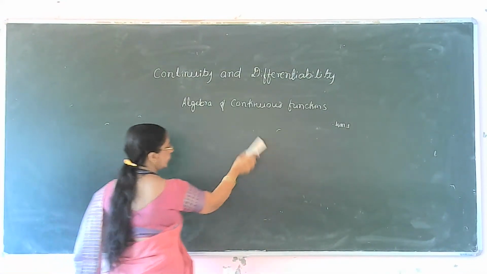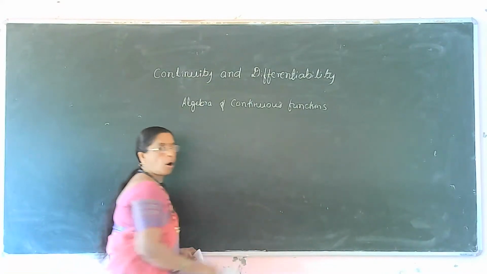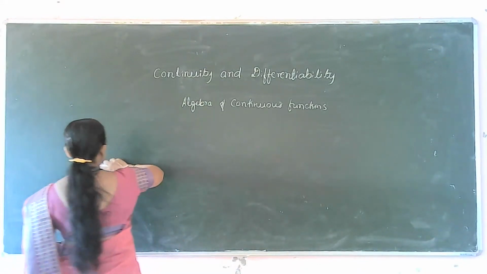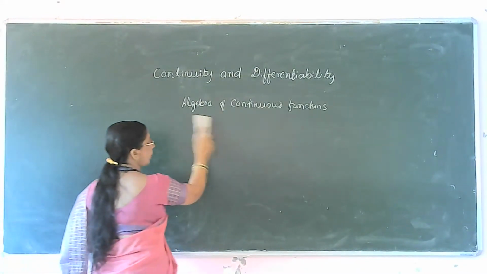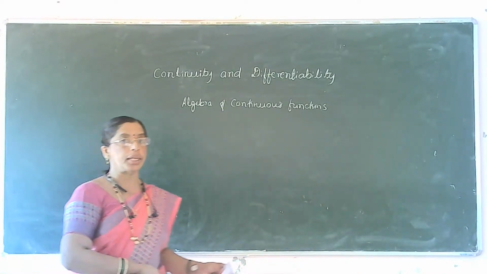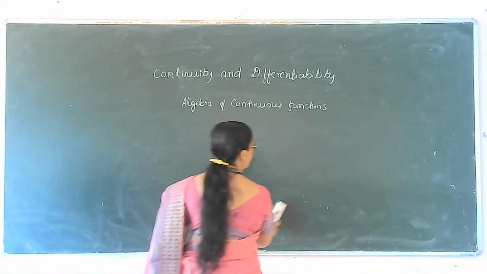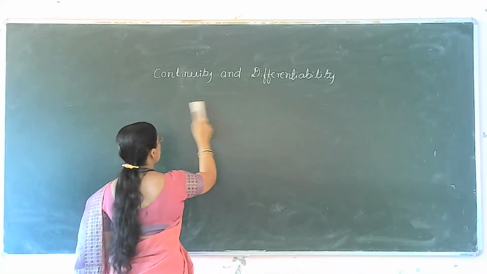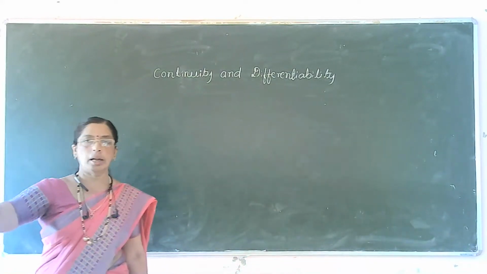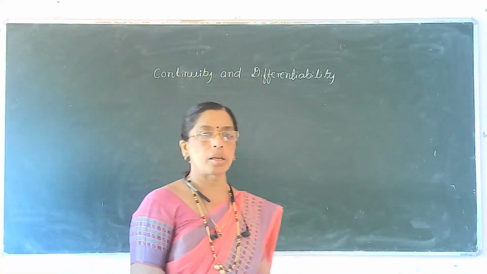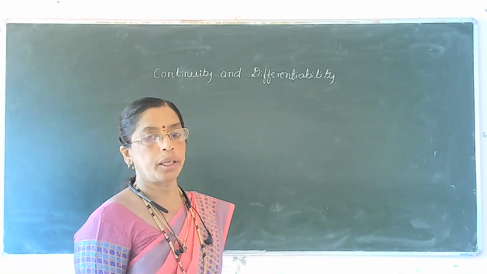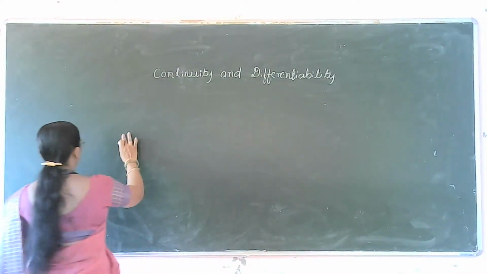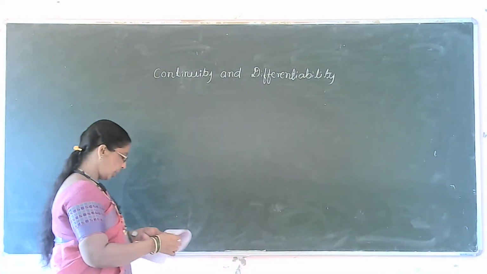Sometimes two functions are added, subtracted, multiplied or divided. Then we can prove the functions are continuous if the individual functions are continuous at that point. Then only do we prove that the product, addition, subtraction, or division of the two functions is continuous, provided the denominator is not equal to 0.